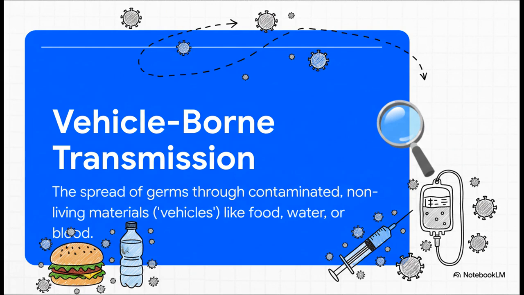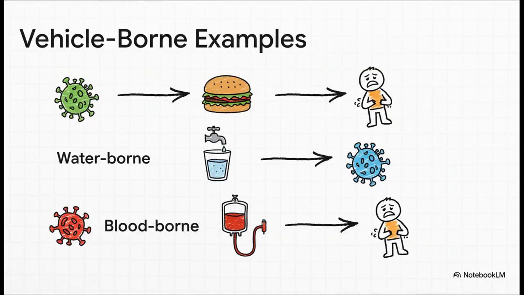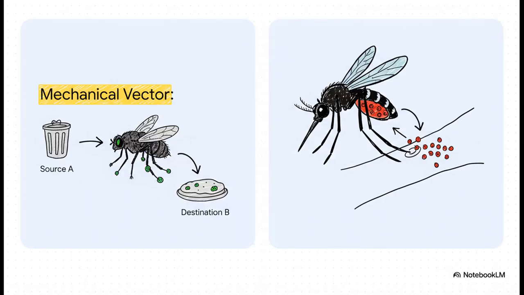All right, next on our indirect tour, vehicle-borne transmission. And no, we're not talking about a Toyota. Here, a vehicle is anything non-living that a germ can hitch a ride on. Think about things like contaminated food, or water, or even medical tools. And this route is a huge deal for public health around the world. I mean, an outbreak of cholera from dirty water or food poisoning from a restaurant, that's the vehicle doing the dirty work.